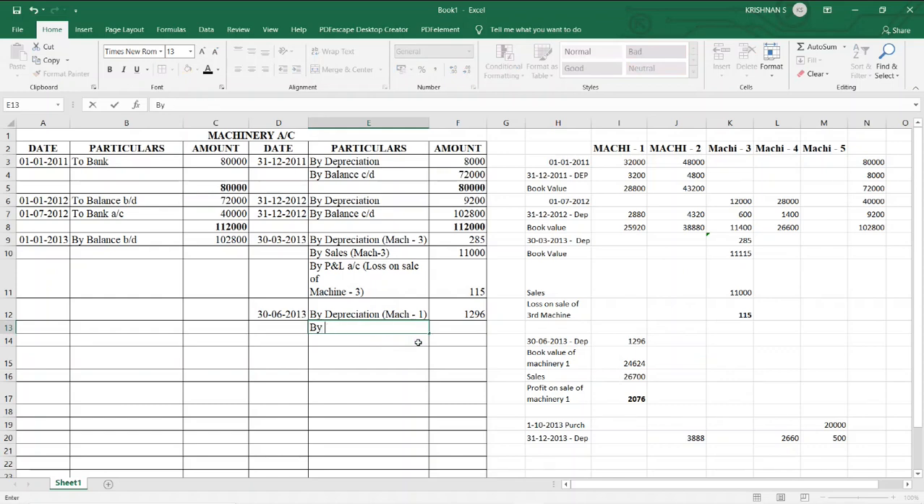So we should not use sales, bank. So bank account. It sold for rupees 26,700. Here, bank, 11,000.